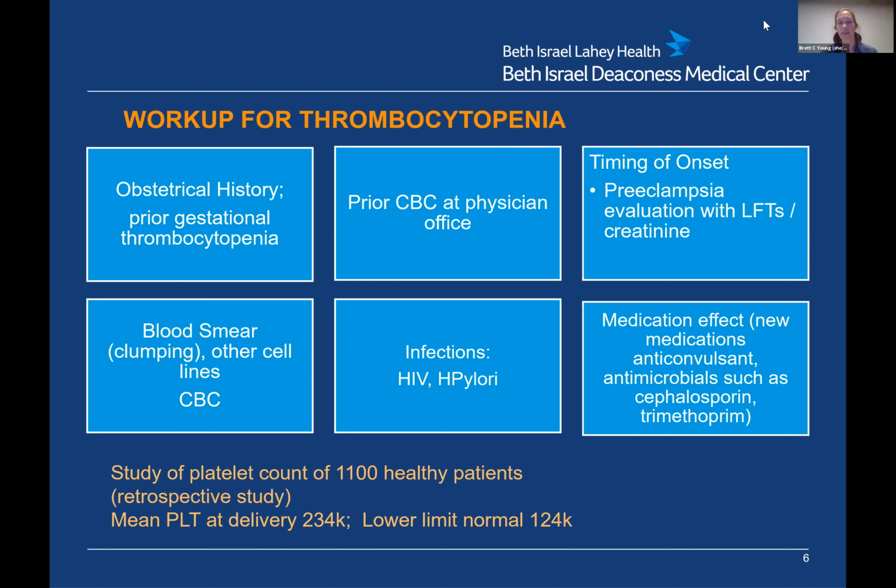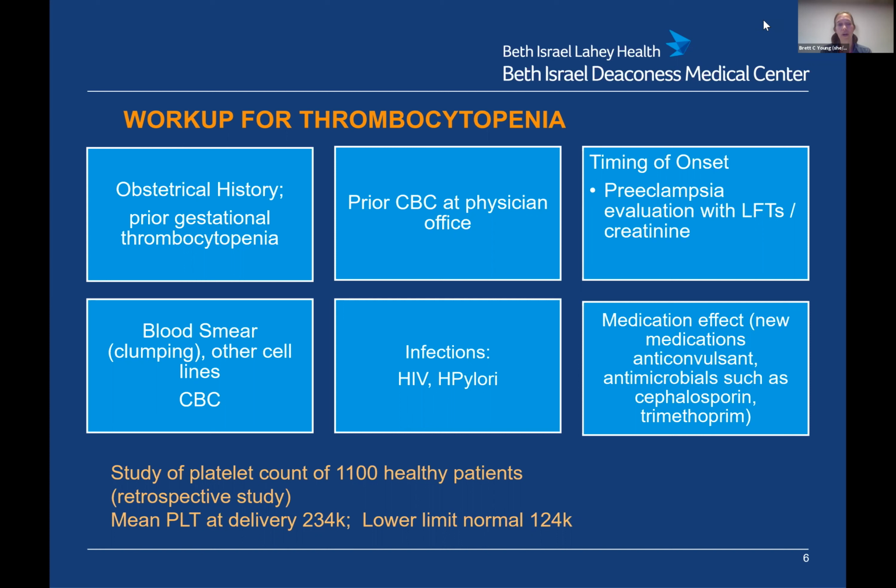We also can think about a very rare condition called TTP that can be exacerbated in pregnancy. And other things we should be thinking about are the possibility of infections. Could this patient have a new diagnosis of HIV, like a recent patient of mine who presented with thrombocytopenia; that was how she presented with a new diagnosis of HIV. Could she have H. pylori? And should we evaluate her and get her referred to GI if that is a concern? Is this secondary to a medication effect? We know that certain medications such as anticonvulsants and antimicrobials, such as actually Bactrim and cephalosporins, may cause thrombocytopenia.